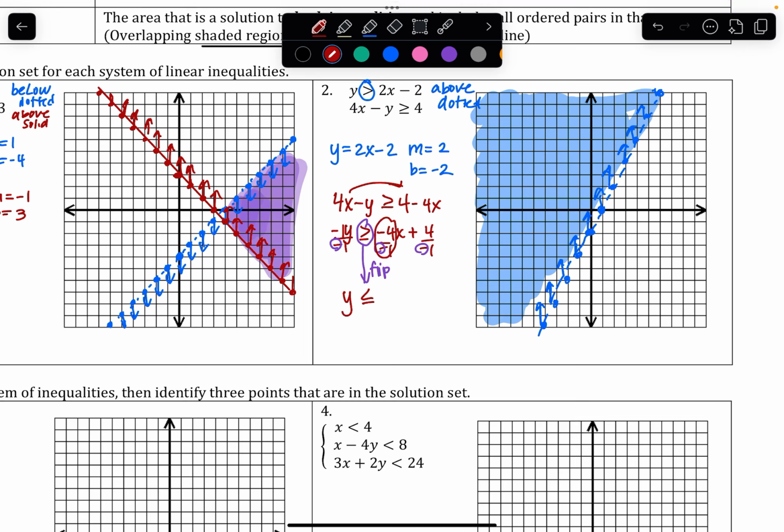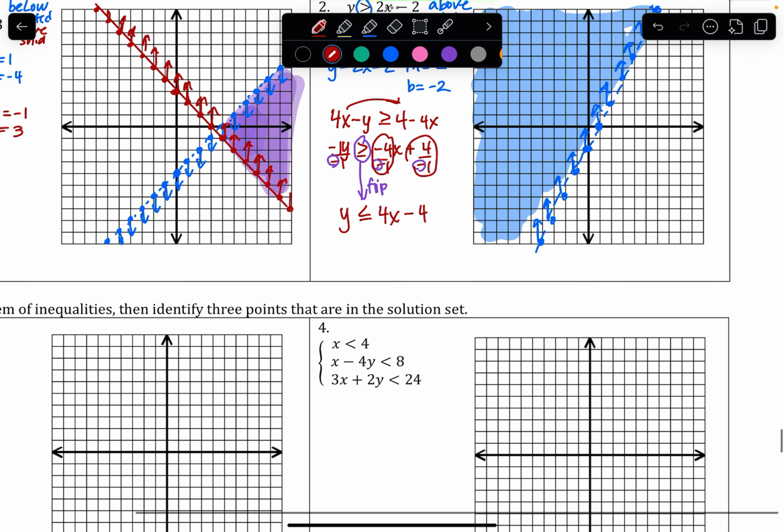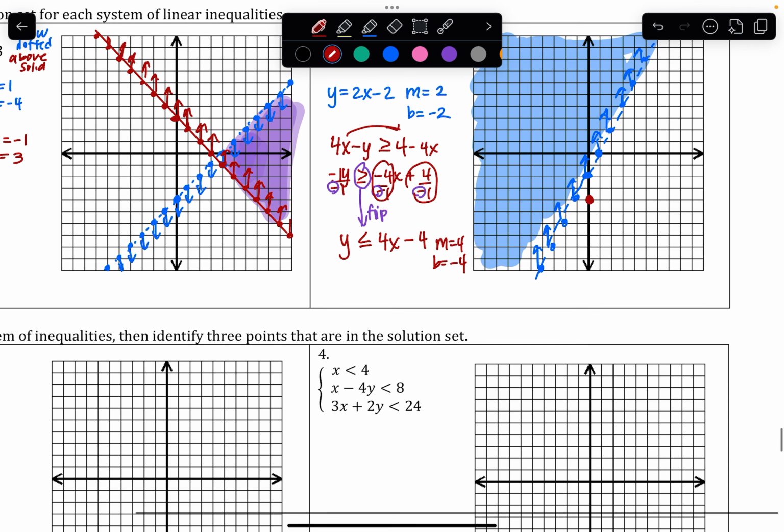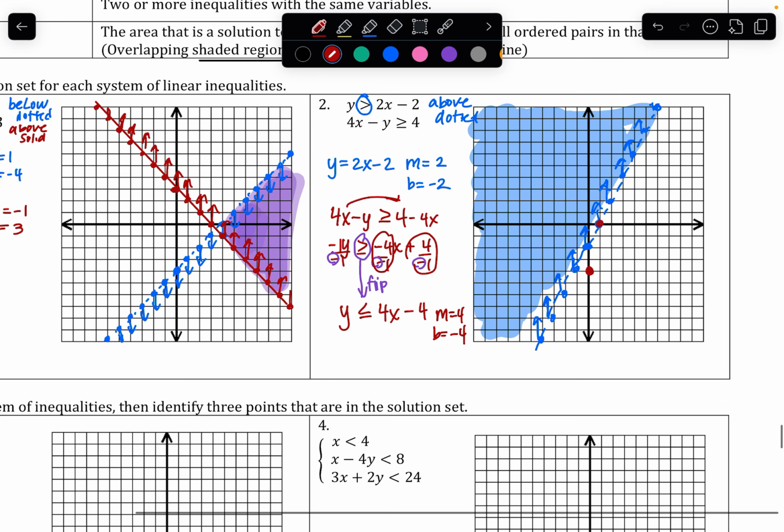Okay, and then now when we simplify negative 4 over negative 1, it's positive 4. 4 over negative 1 is negative 4. Okay, and so my slope is 4. My y-intercept is negative 4. So start at negative 4 on the y-axis. And then we are going to go up 4 over 1. We could go down 4, back 1, as long as you have a positive slope.